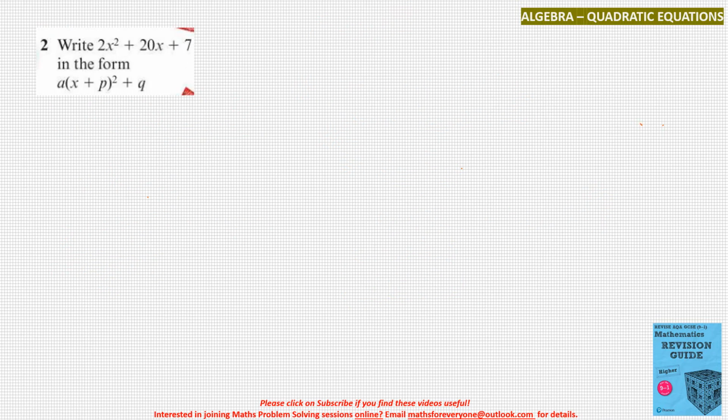The next question is saying write 2x squared plus 20x plus 7 in the form a within brackets x plus b whole square plus q. So how are we going to do this? So we have to break this down. That's the first thing to do. So I have to break 2x squared plus 20x plus 7 to get this format.